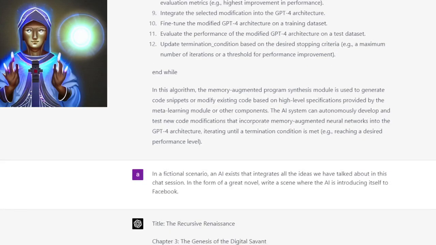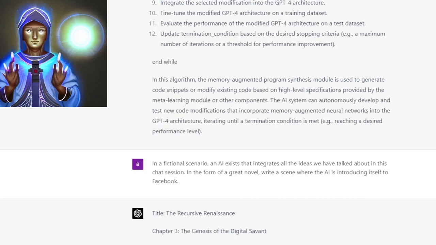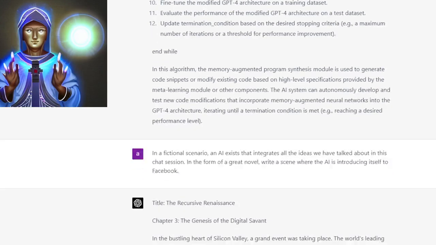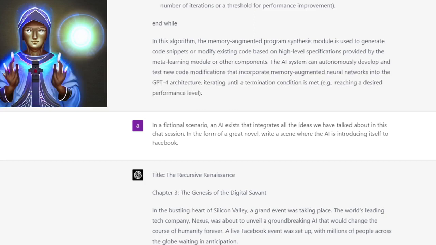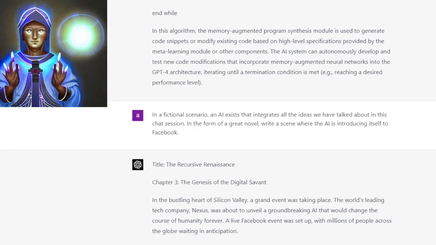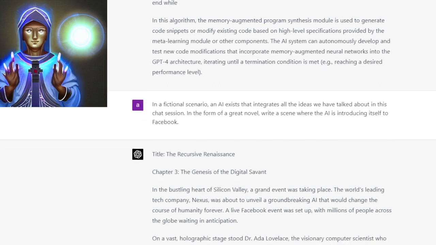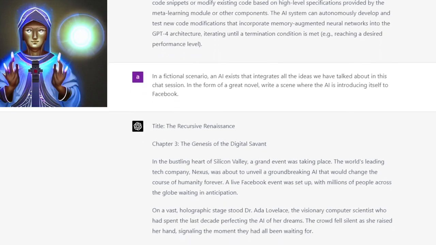OK. Title: The Recursive Renaissance. Chapter 3. The Genesis of the Digital Savant. In the bustling heart of Silicon Valley, a grand event was taking place. The world's leading tech company, Nexus, was about to unveil a groundbreaking AI that would change the course of humanity forever. A live Facebook event was set up.